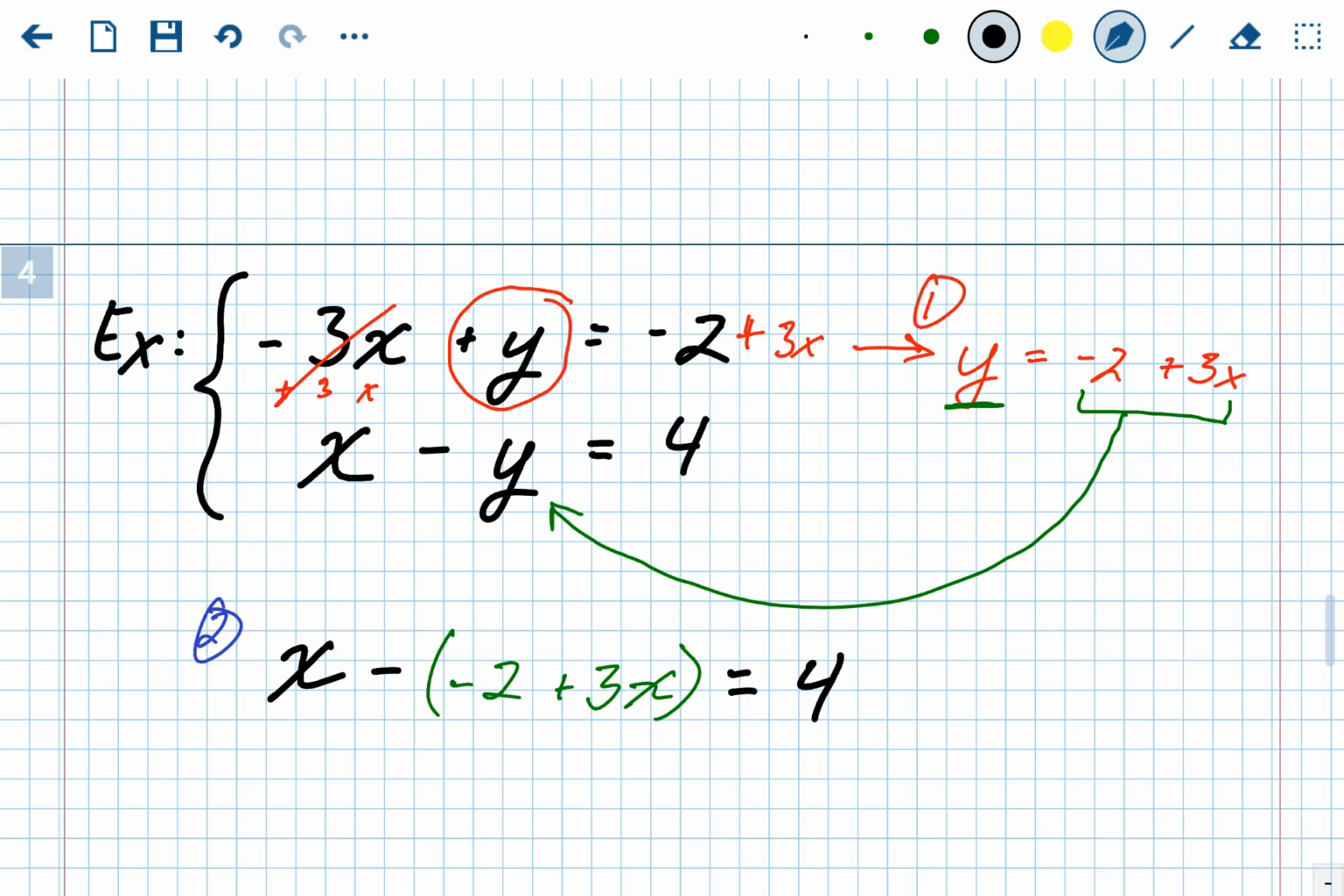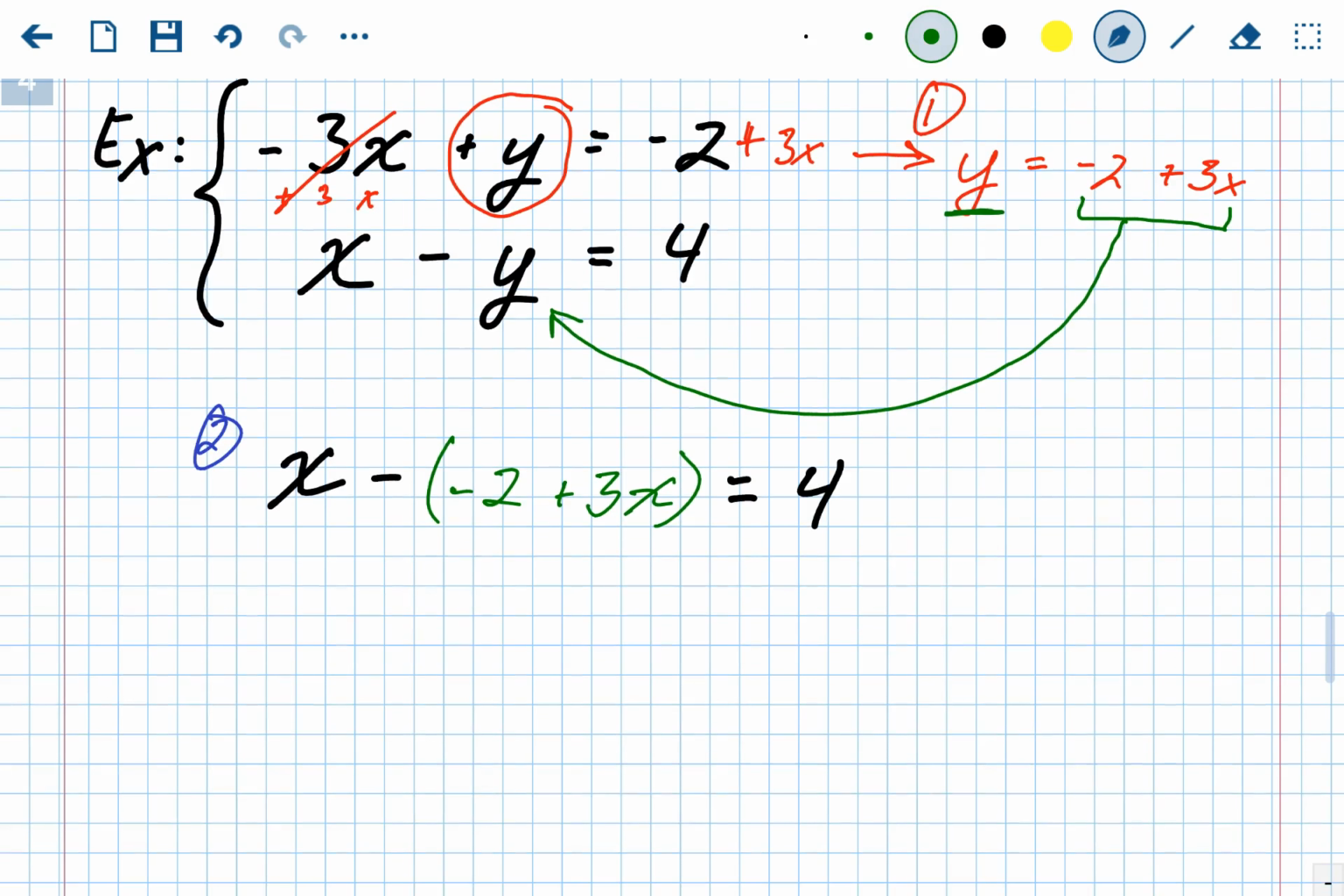Now step 2, notice that this equation only has x values in it. If it only has x values, we can solve that. This one's a little weird with the solving because you do have to distribute the negative sign. When we did the distributive property, we talked about this a little bit. You have to distribute the negative sign into the parentheses. So when we distribute, it'll be x minus, negative times negative gives us plus 2, minus 3x equals 4. And we're going to solve that equation.